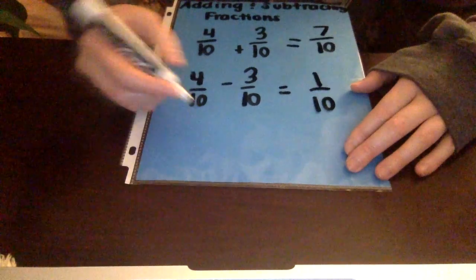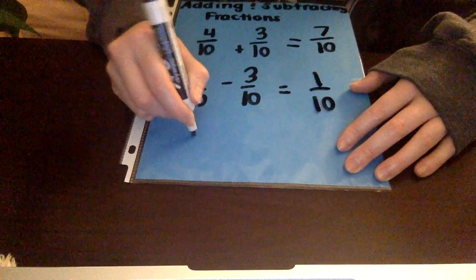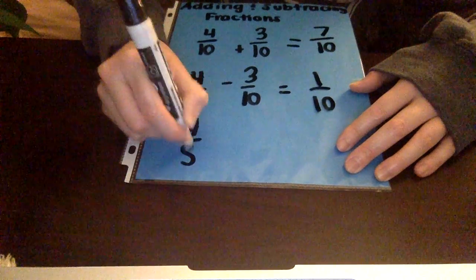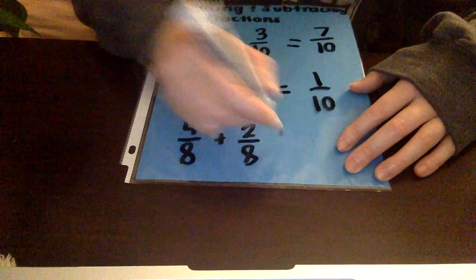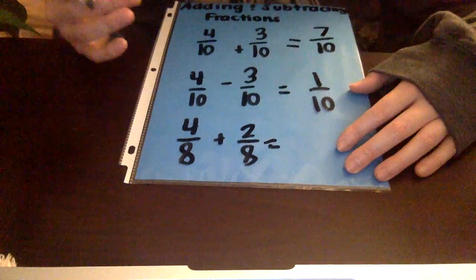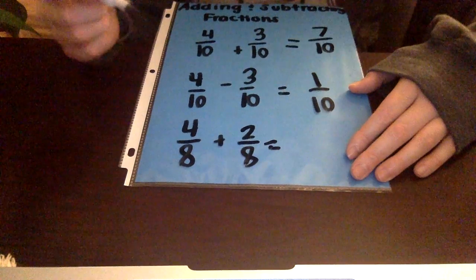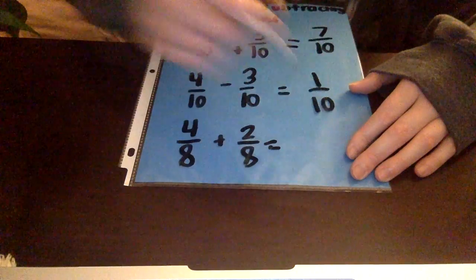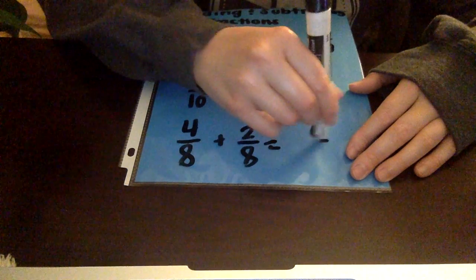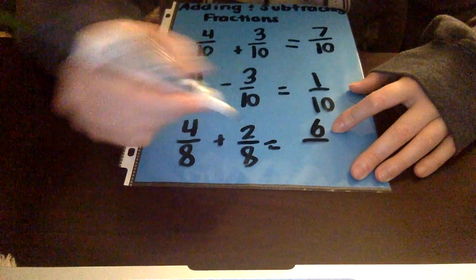Another example that you might have is something like 4/8 plus 2/8. Again, because my denominators are the same, the only thing I have to do is add up my numerators. 4 plus 2 is 6, and 8 is going to stay exactly the same. My denominator stays the same.